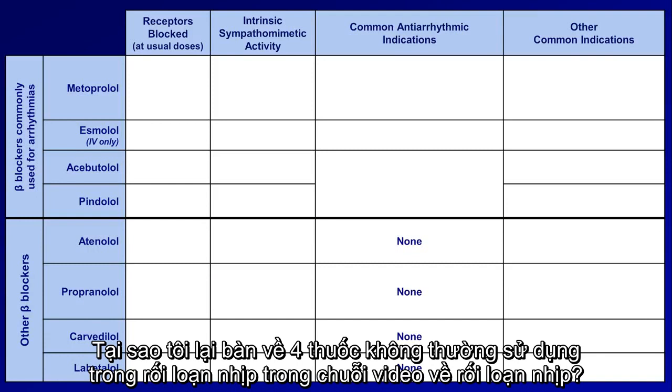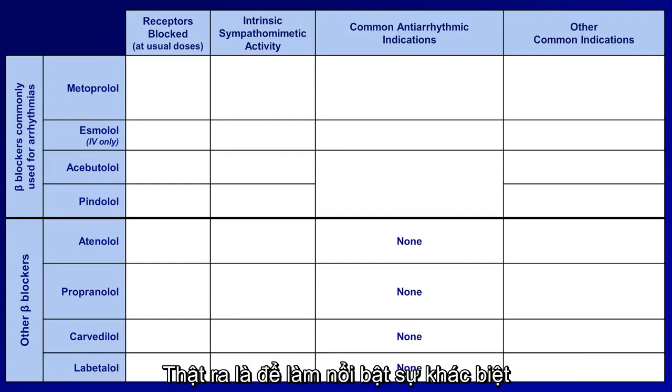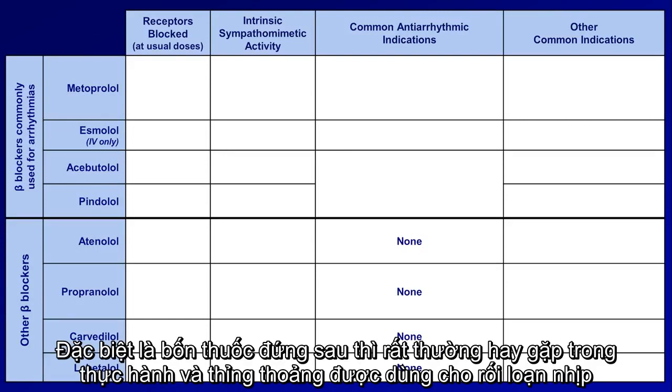Why am I discussing 4 drugs that aren't generally used as antiarrhythmics in a video series on antiarrhythmics? Well, to highlight differences, particularly when the latter 4 drugs are very commonly encountered in practice and are occasionally used for arrhythmias.